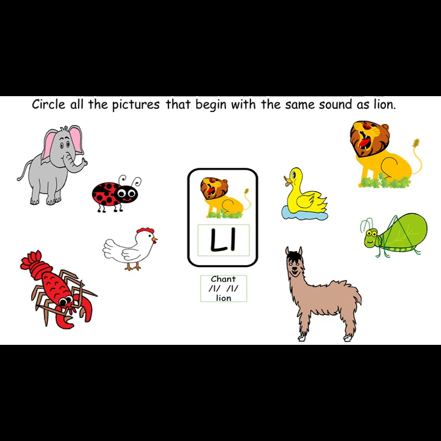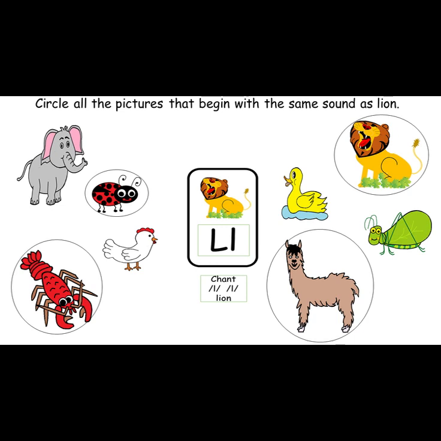This is a template for the L picture slide. Now kids need to circle the pictures that begin with the same sound as lion. And lion is our first picture, so have them circle that. And then say each picture with them. D, d, duck. K, k, katydid. L, l, llama. L, l, lobster. Hen, l, l, ladybug, and e, elephant. These are the answers. Lion, llama, lobster, and ladybug.